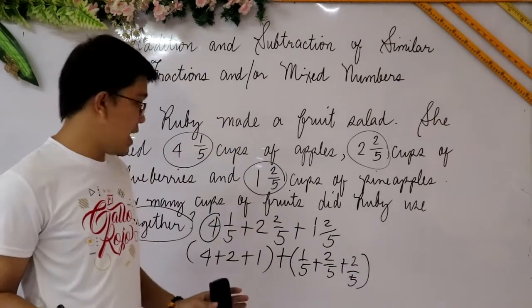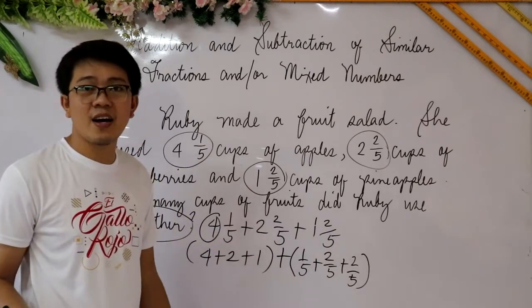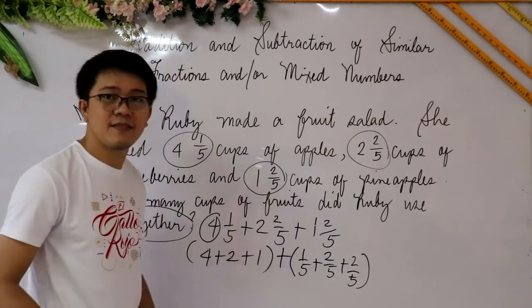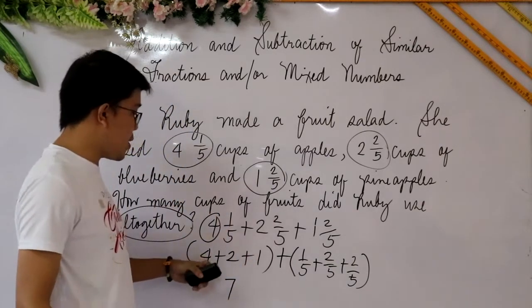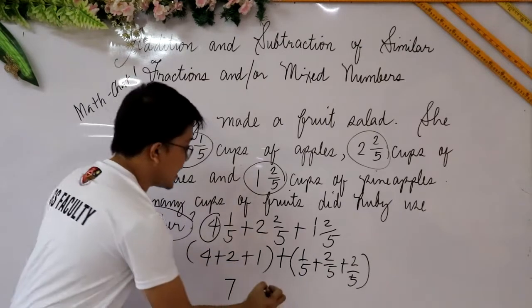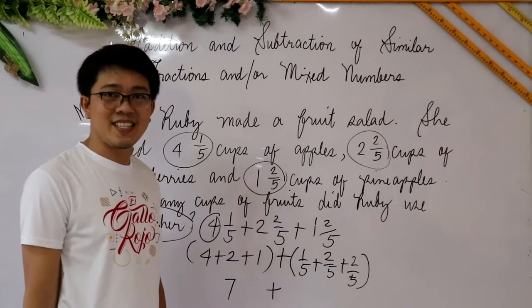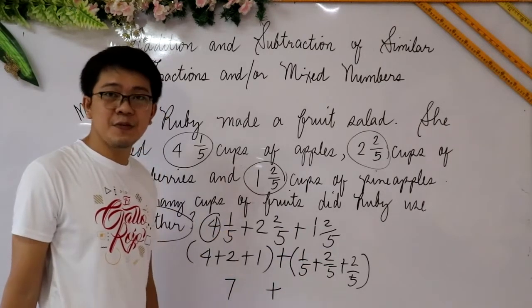Now help me to get the sum of these whole numbers here as well as the fractions. Let's begin. What is 4 plus 2 plus 1? Perfect, it's 7. Because 4 plus 2 is 6 plus 1 is 7. Plus, let's begin adding all our fractions here. What is 1/5 plus 2/5 plus 2/5?